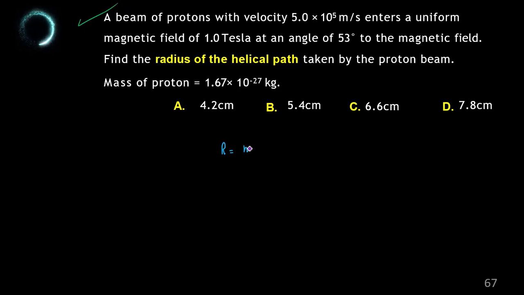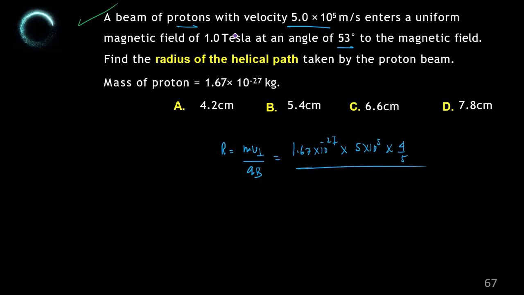R should be equal to mv perpendicular by qB. M is 1.67 into 10 to the power minus 27. V perpendicular is V sin 53, so 5 into 10 to the power 5 times sin 53, which means 4 by 5. Charge of the proton is e, that is 1.6 into 10 to the power minus 19, and magnetic field is 1 Tesla. How much? 4.2 centimeter.